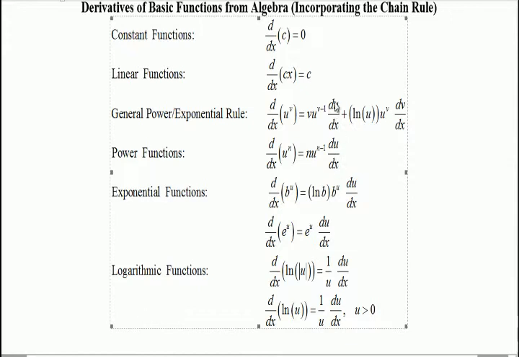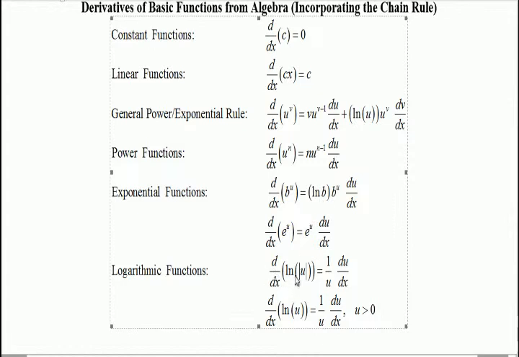On the other hand, if u is a constant up here, the derivative in this first part is 0, and so this goes away, and we have this part right here, the second term, which is the exponential function. So if b is a constant, the derivative of b to the u is natural log of b times b to the u times the derivative of u. A special case of that is the derivative of e to the u is e to the u times the derivative of u, because the natural log of e, of course, is 1.